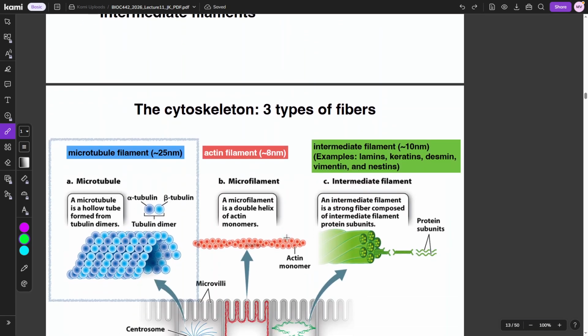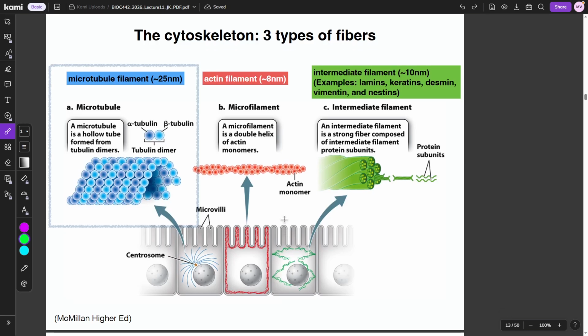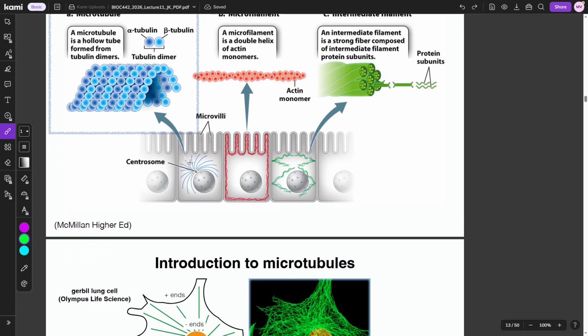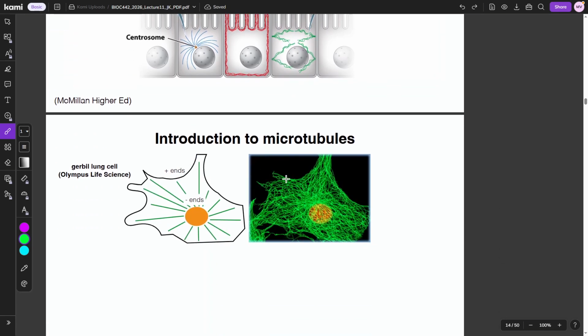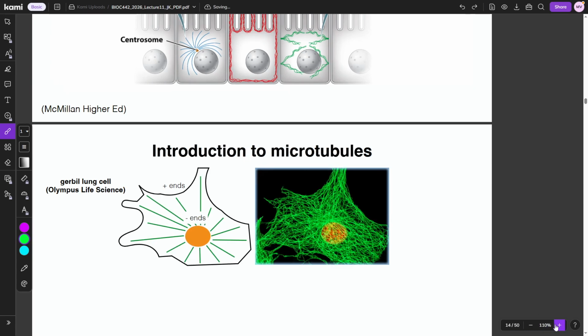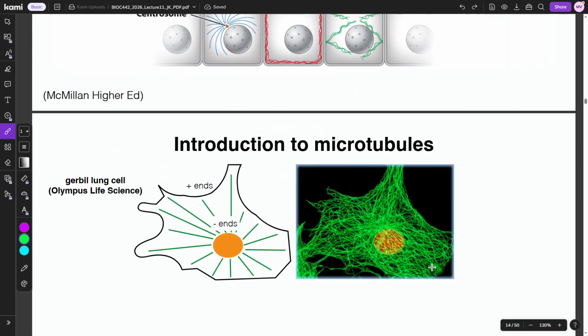Now, let's get into this. We're going to talk about microtubules today. We've already talked a little bit about them, so I'm not going to spend too much time. But remember that microtubules have a plus and a minus end. The minus end of microtubules is basically at the nucleus, and the plus end is basically at the cell membrane or cell wall, whatever you want in terms of the cell you're looking at, whether it's plant or animal.